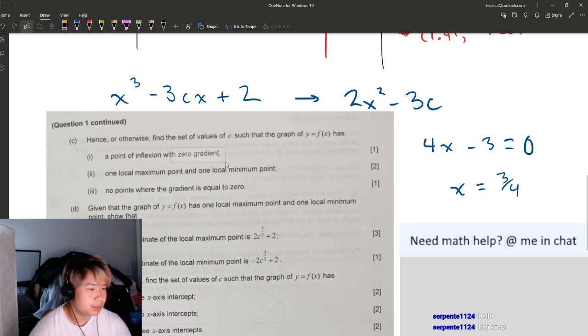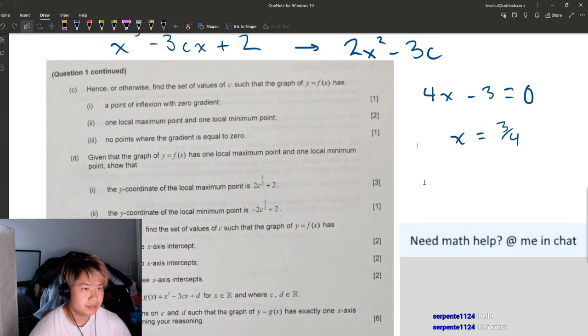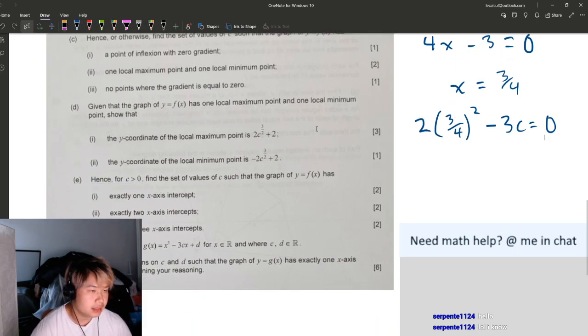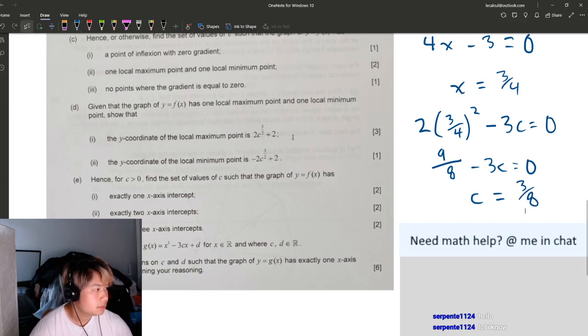However, it does say that this point needs to have a 0 gradient. In other words, the first derivative needs to be equal to 0. So 2 times 3 over 4 squared minus 3c needs to equal 0. And then we can solve for c. What is this going to be? So 9 over 8 minus 3c equals 0, so c is equal to 3 over 8. 3 over 8.